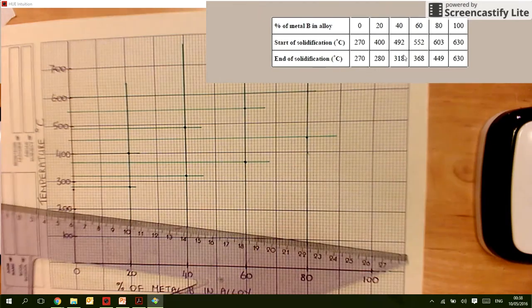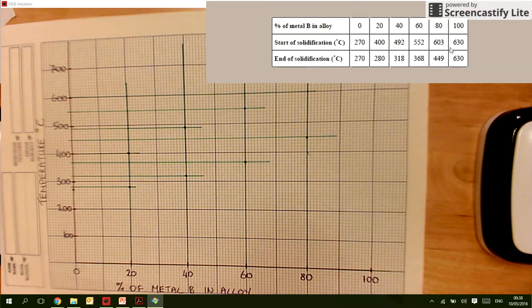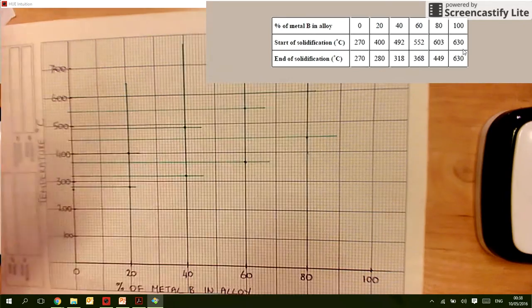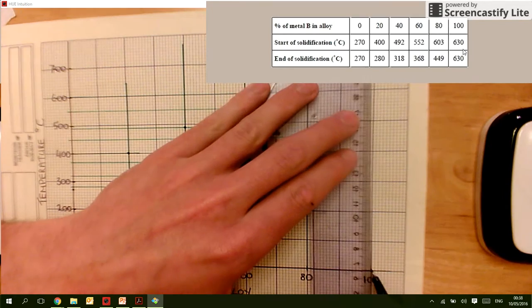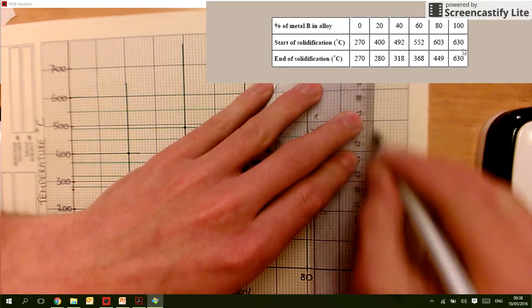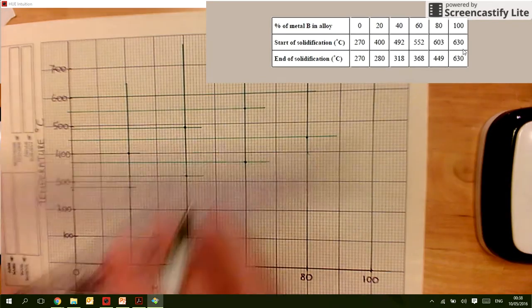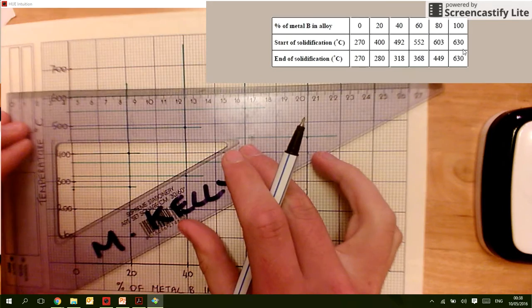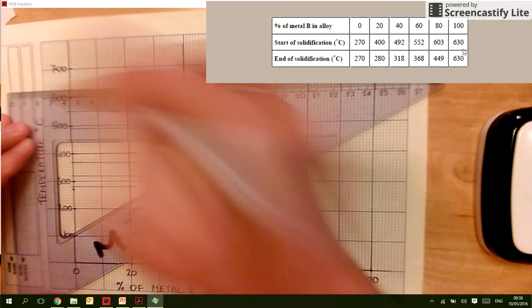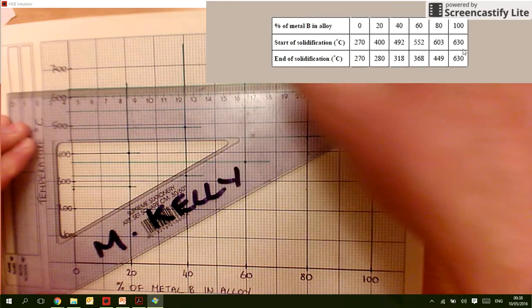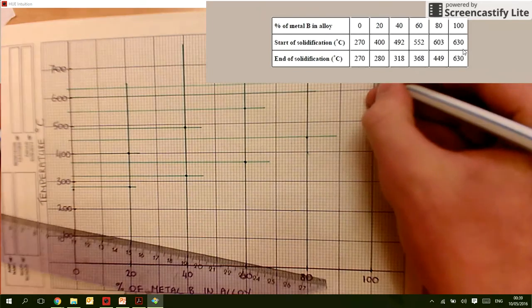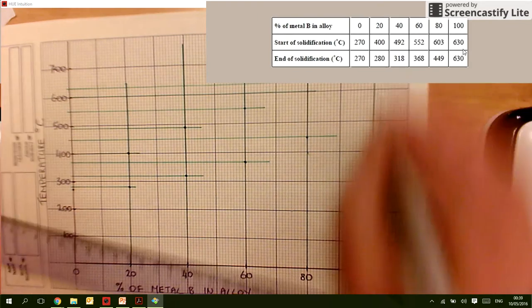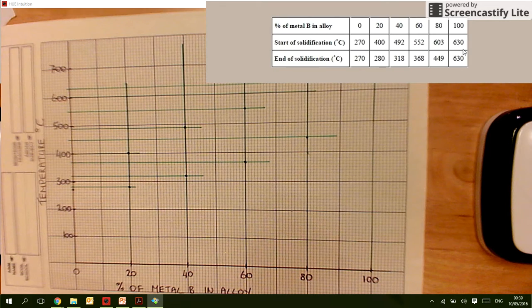And finally, you'll notice the last point on the graph, solidification starts and ends at the same temperature, that's 630 degrees Celsius. So it'll give me 1 point straight up from 100 and straight across from 630. So again, you'd be doing this lightly in pencil. All graphs are to be done in pencil on your page. I'm just doing it in green pen so that you can see it on the screen.